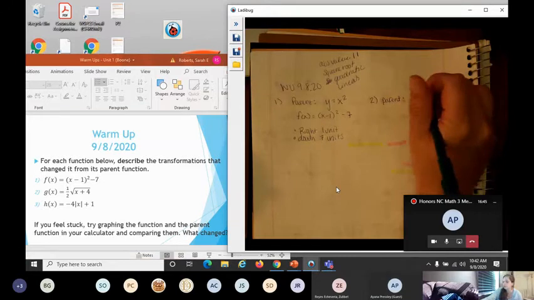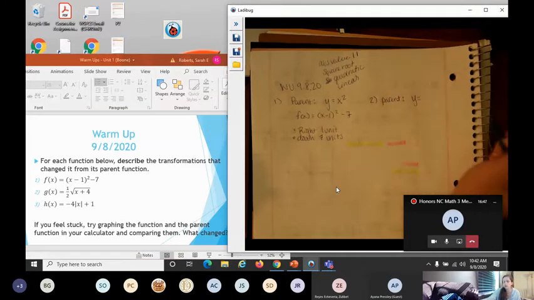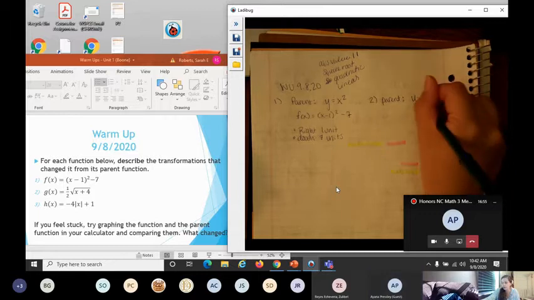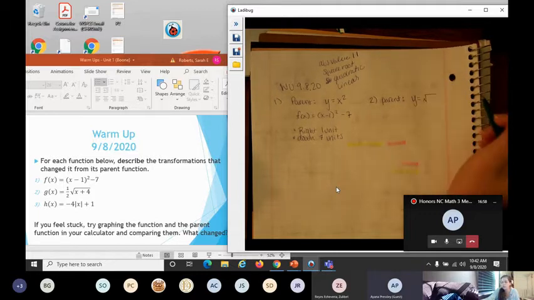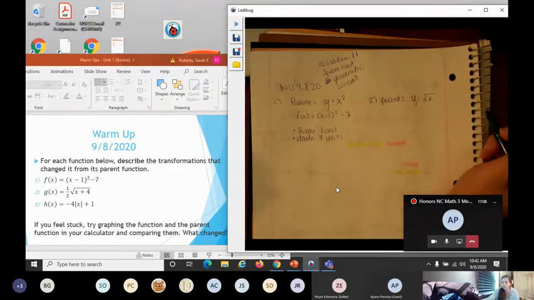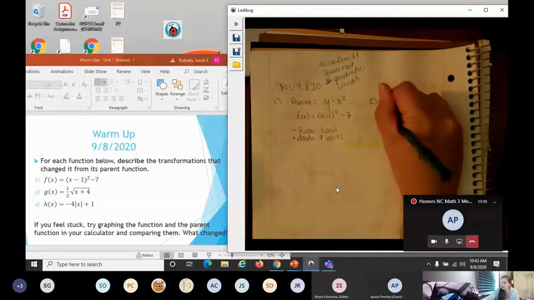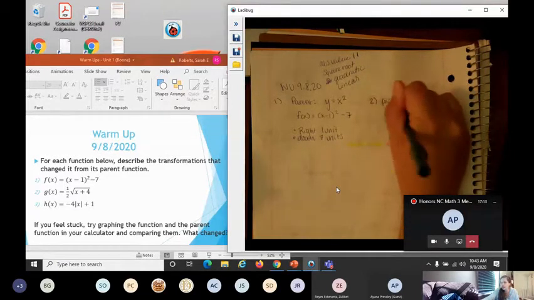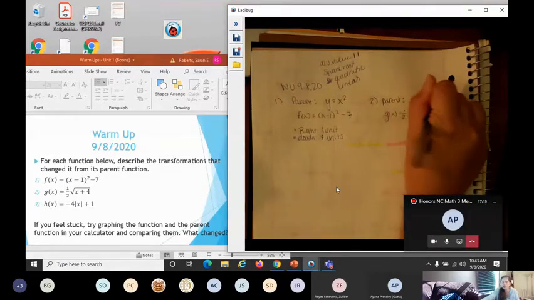What's the most simple square root function you can think of? I don't know. Well, it's got to have a square root in it, right? Yeah. And what's the most simple thing I can put inside of a function? The most basic thing. X. Yeah, there you go. That's the parent function. All right. Now, the function that we're given was g of x equals the square root of 1/2 x plus 4.